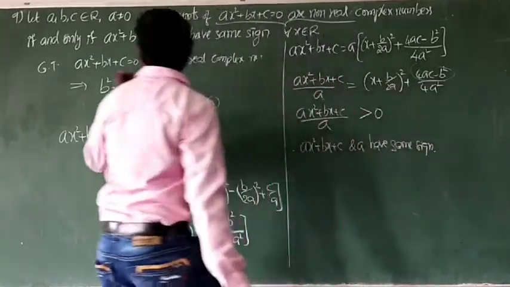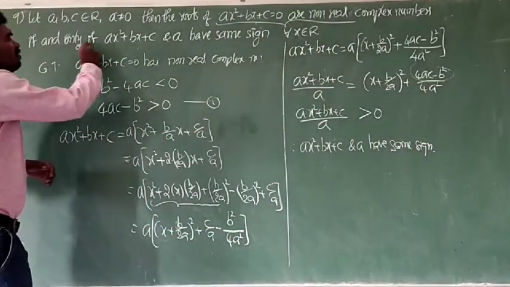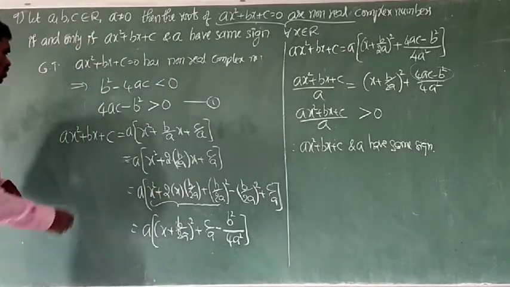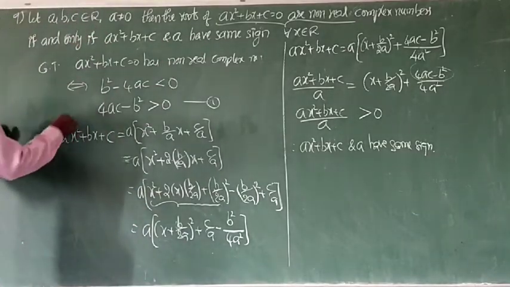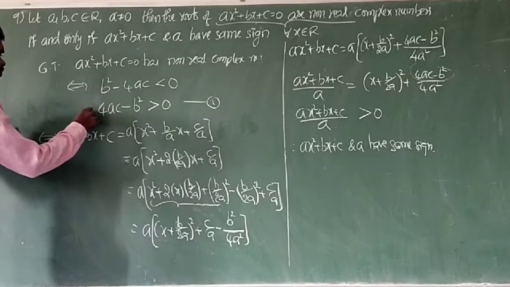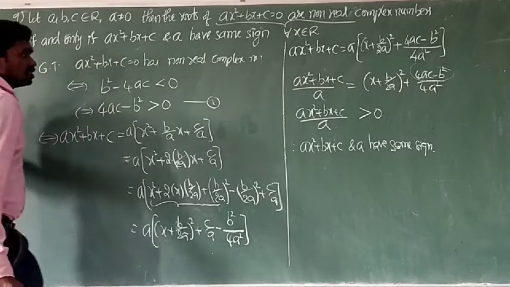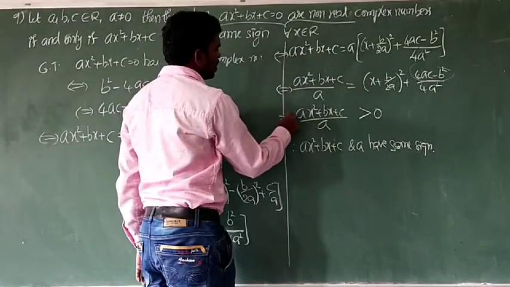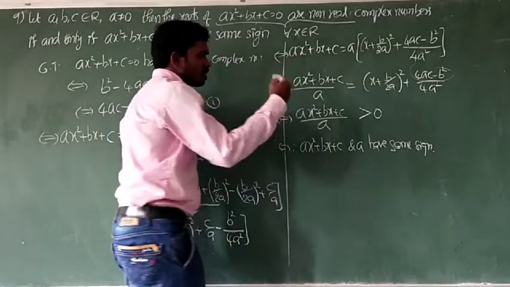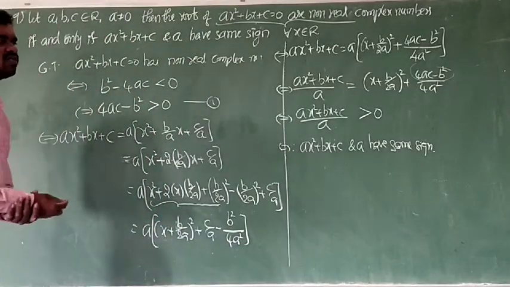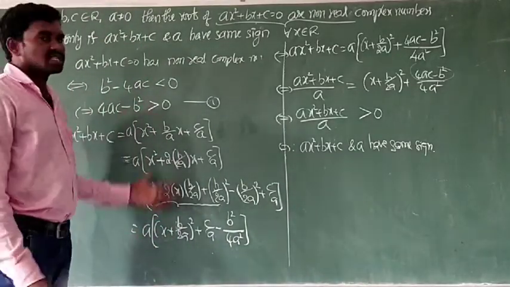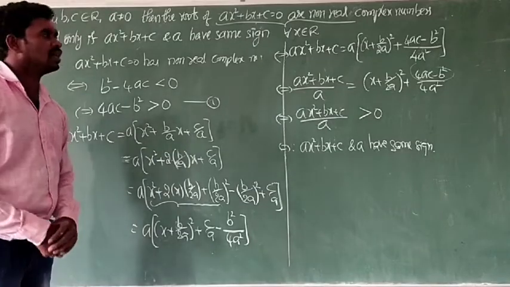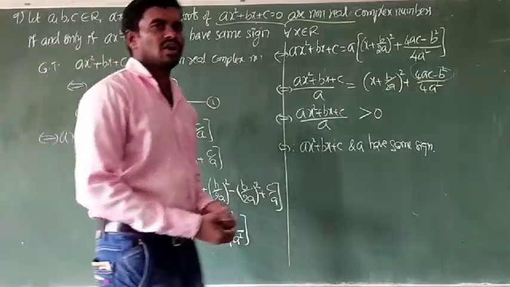Got it proved? That is what we have to do. If and only if ax square plus bx plus c and a have the same sign. So it implies if and only if. Just apply if and only if: ax square plus bx plus c and a have the same sign. So this is the proof of this 9th question. And let us take the 10th one and the 11th, then we can complete.